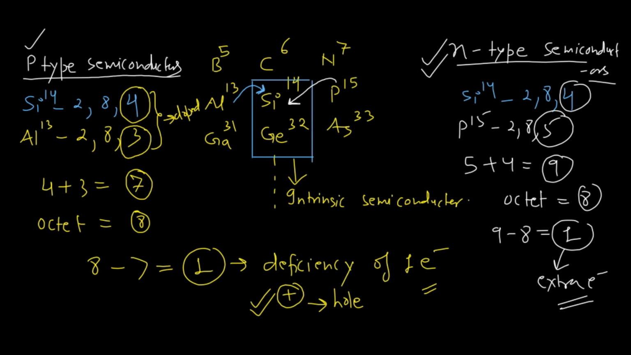So one combination is what? Silicon and phosphorus. Another combination can be silicon and arsenic. Then germanium and phosphorus can be another combination. Then germanium and arsenic can be another combination for the n-type of the semiconductors. This is very, very important.